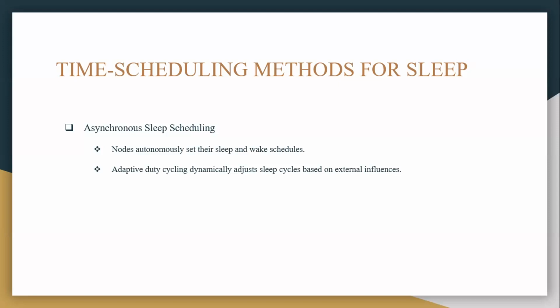Adaptive duty cycle is a method of asynchronous sleep scheduling that dynamically modifies the duty cycle in response to external influences and data gathering requirements. To better balance energy efficiency and data quality, nodes may save power during times of inactivity while still responding quickly to urgent situations by altering their sleep and active cycles.